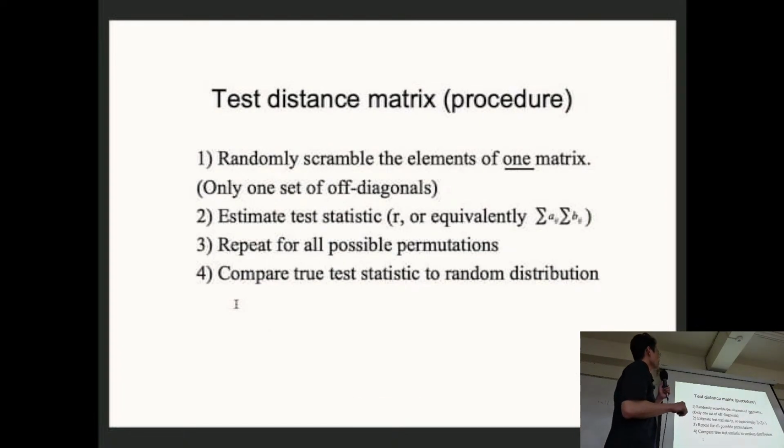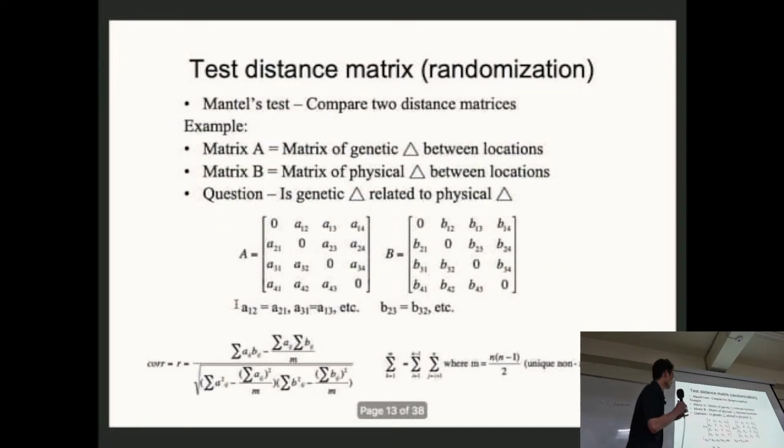So you randomly scramble the elements of one matrix. Only one set of diagonal. So you just randomly shuffle these numbers. It's good enough. Of course, if you like, you can shuffle both, but it just does not help. As long as you shuffle one set, it's good enough. You can shuffle both sets, but you just need to shuffle one set.